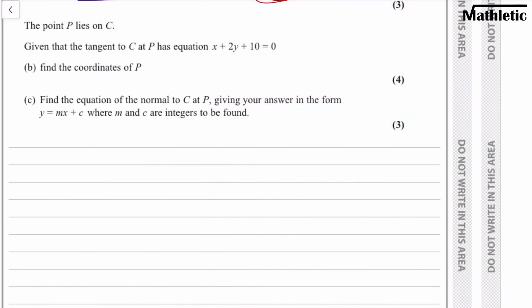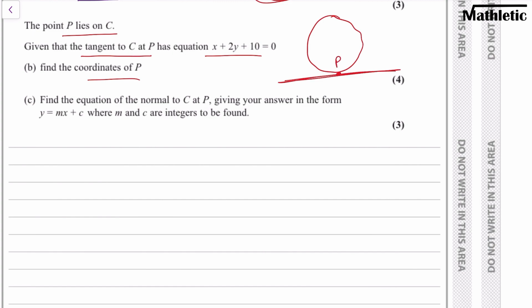Next, the point P lies on the circle. The tangent at P has the equation this. Find the coordinate of P. As in, you have a circle and you have the circle equation, and there is a tangent at point P. We need to find the point P. So P is the intersecting point of the circle and the tangent.